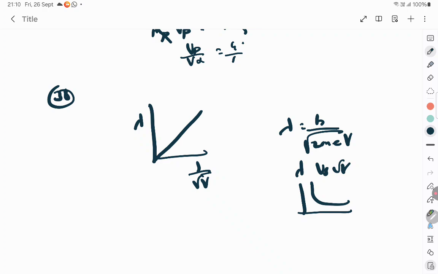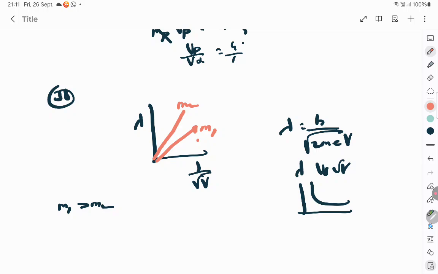But the question doesn't stop here. Two particles A and B, carrying masses m1 and m2, are accelerated through a potential, where m1 is greater than m2. Which one of these represents a particle? They've given the graph itself. They're saying that this is m2 and this is m1, and m1 is greater than m2, so this is a greater mass.